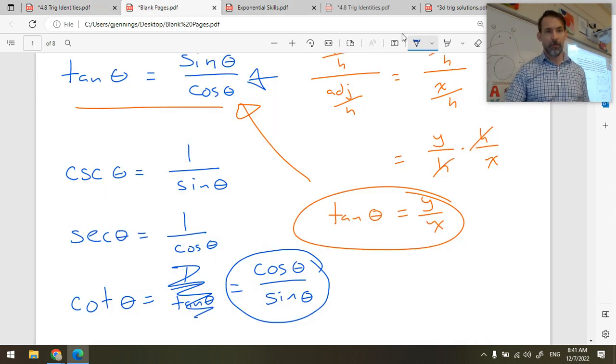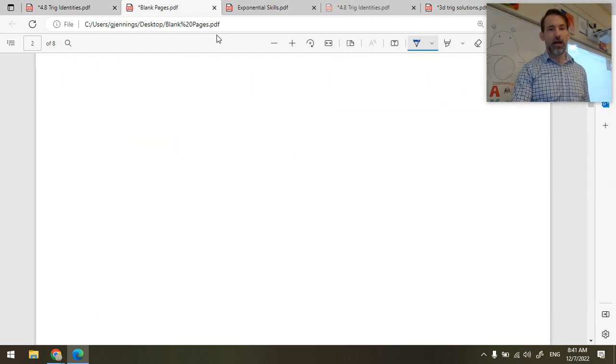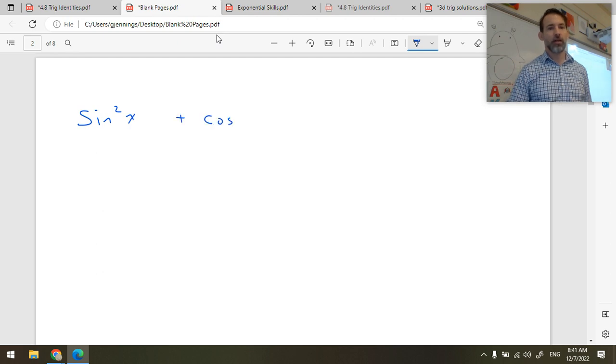All right, let's take a brief look at why. Okay, sine squared x plus cosine squared x. Let's call that the left side of this, and our right side is equal to 1. Let's see if we can prove that.